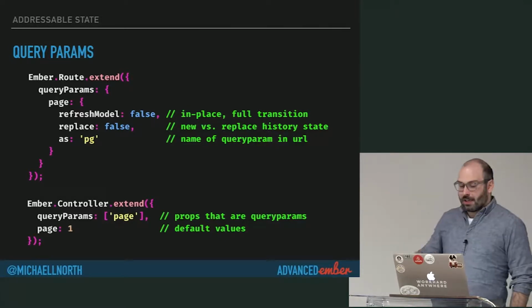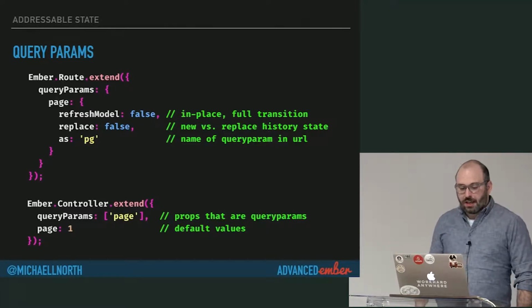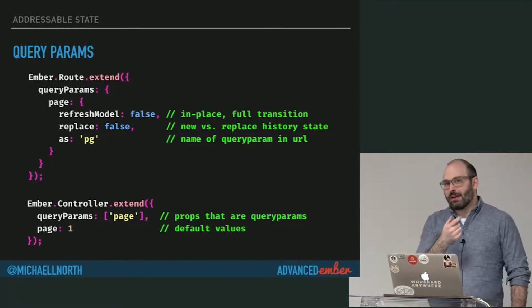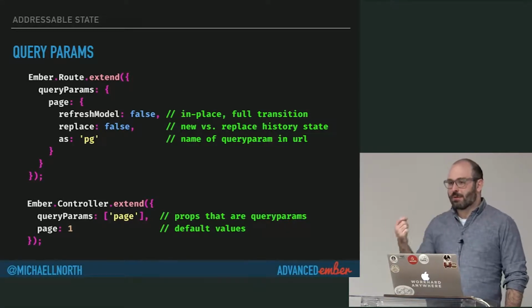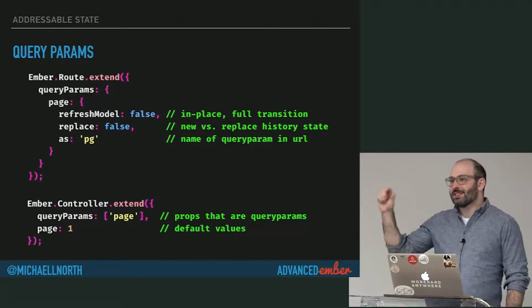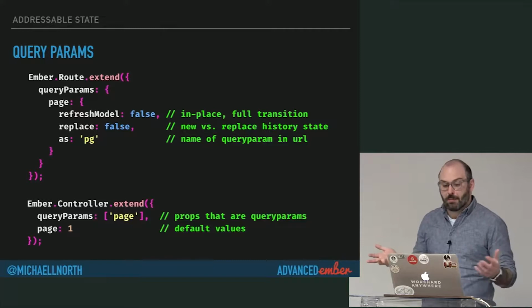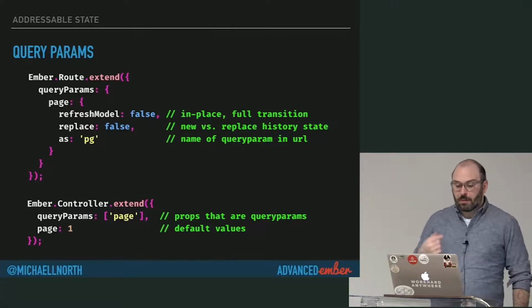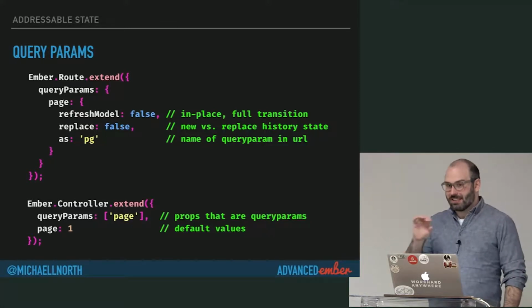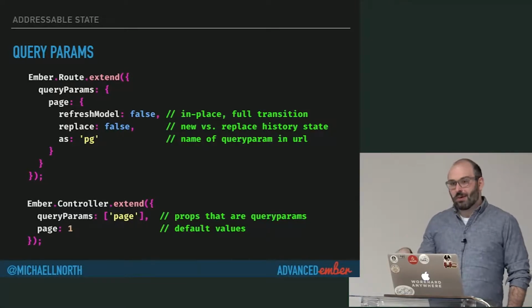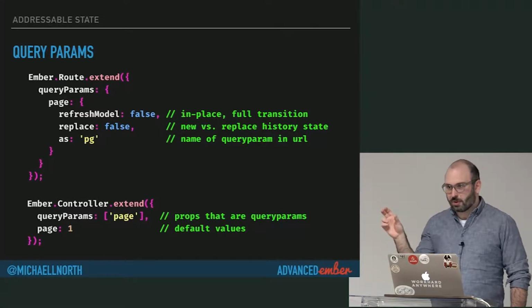And the last option just allows you to have a difference between the way a given query param is represented in the URL versus how you want to refer to it within your JavaScript code in your app. So here, we'd be able to use the word page as the name of this property in our route and in our controller. But in the URL, we would see pg equals, right? So in the URL, it's shorter and more condensed.